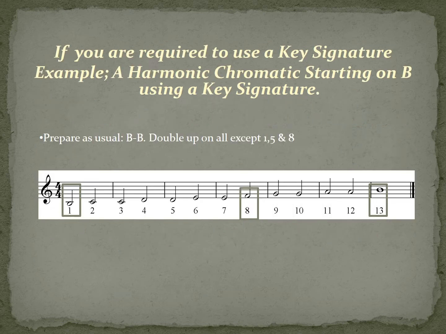So up to now I've just shown you some examples of harmonic chromatic using accidentals. Sometimes in an examination you'll be required to do a chromatic from a starting note but inserting a key signature. So for example, we're going to do a harmonic chromatic starting from the note B using a key signature. Now all we do that's different is we do exactly the same thing as before. You prepare it as usual. You write the notes from B up to B. You double up on all of them except for 1, 5 and 8.